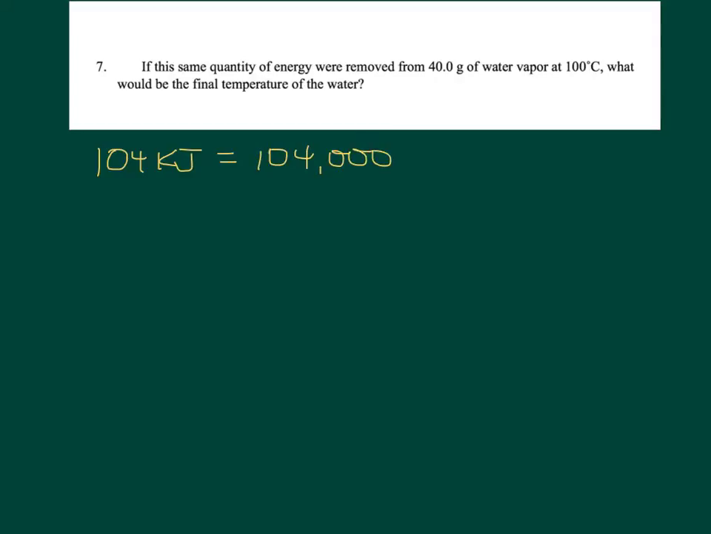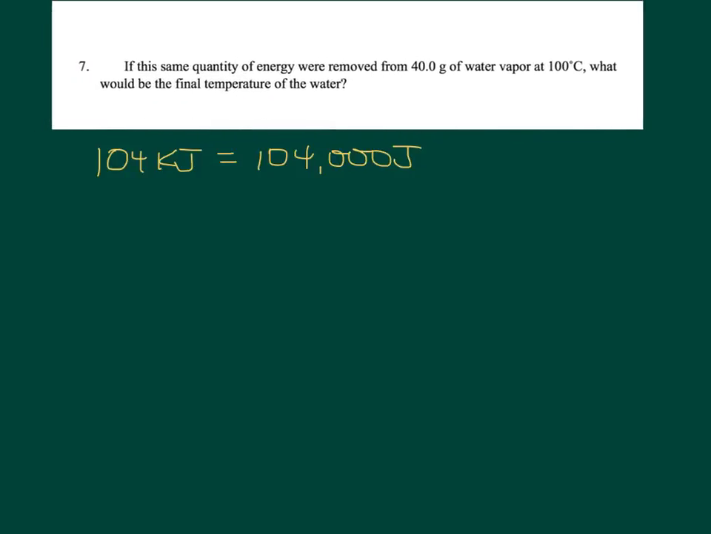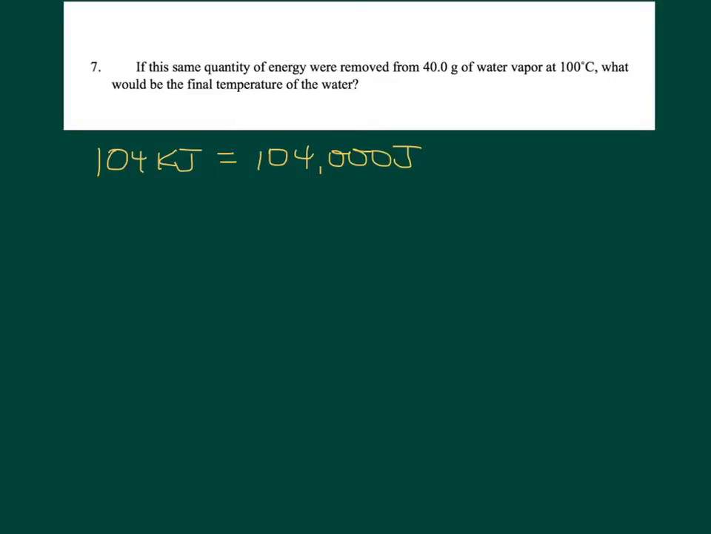104,000 joules. And the first thing I need to do is construct my graph. So I'm going to look up here and figure out what I'm dealing with. Well, I have water vapor at 100 degrees Celsius. And the question implies that I'm removing energy, so the temperature is going to go down. And it refers to the temperature of the water. This tells me that if I start with water vapor and I'm being asked about the temperature of the water, I'm going to have a phase change. So that's going to help me when I'm drawing my graph. So let's start with that.